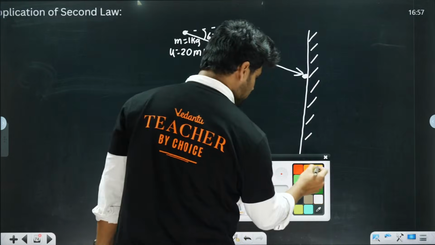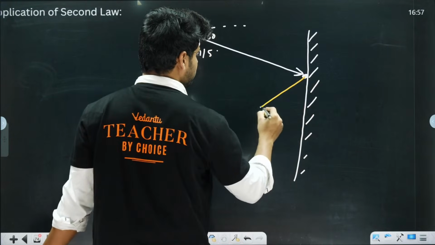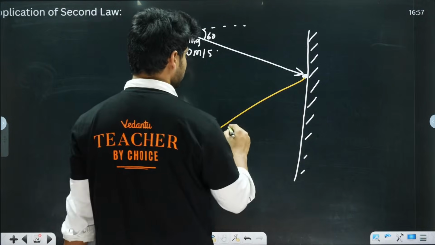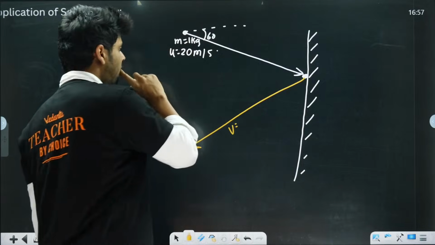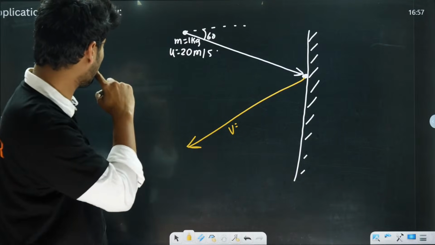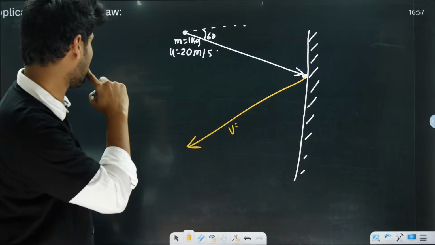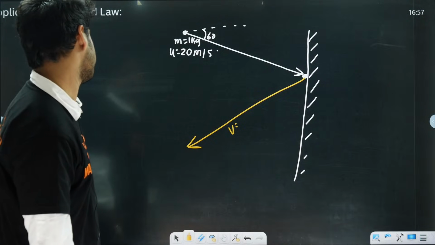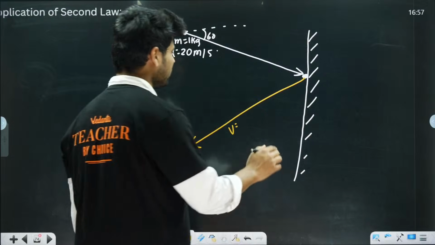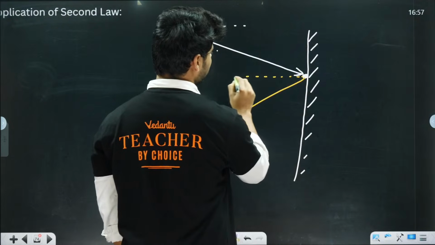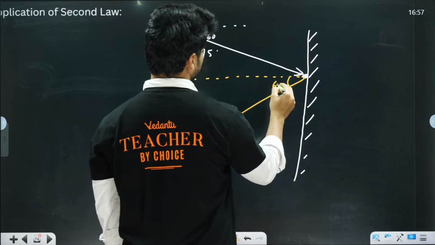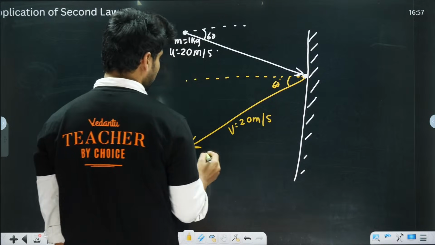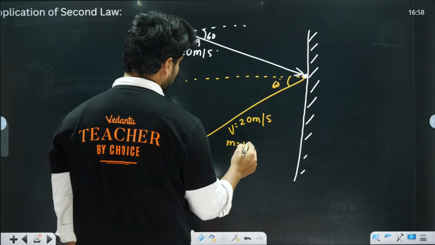After collision, it returns like this. So this is the final speed. V is equal to, take the same angle, this is also 60 degrees. V is the same speed, 20 meter per second. The mass is also the same, m is equal to 1 kg.